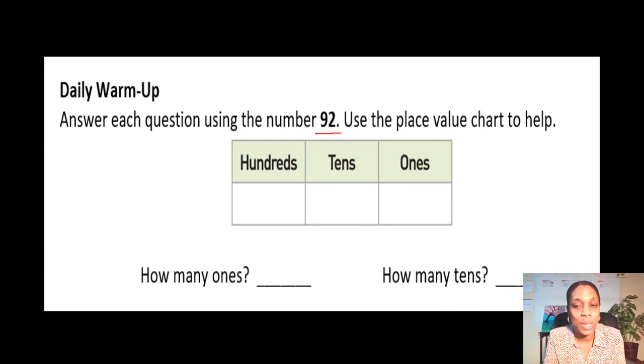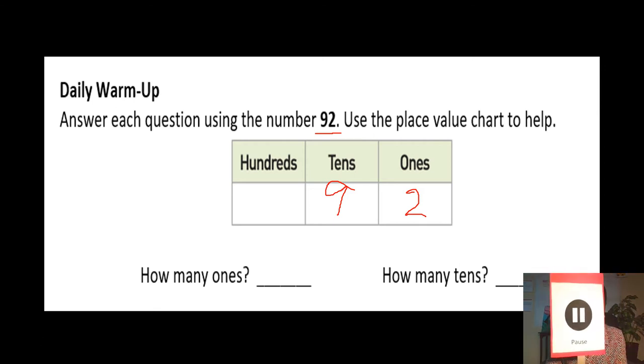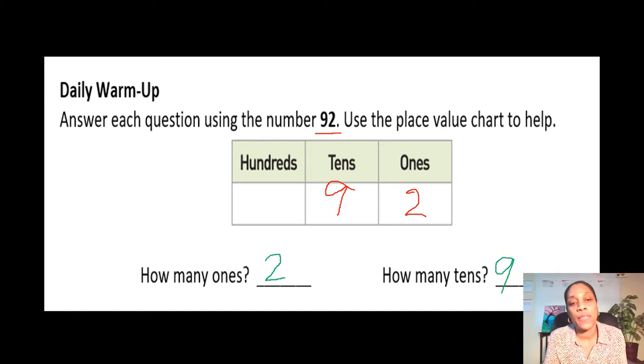And the number 92, I don't have any hundreds. I have 9 tens, and I have 2 ones. Now, I want you to press the pause button, please. Answer the two questions at the bottom. Please press pause. If you have written that there are 2 ones and 9 tens, then you are correct.